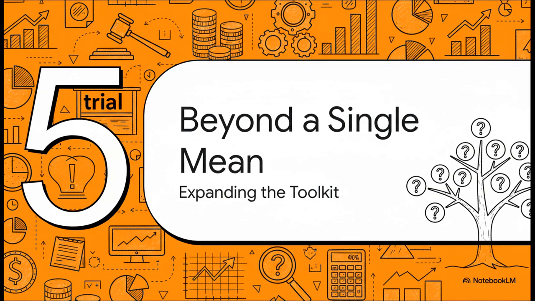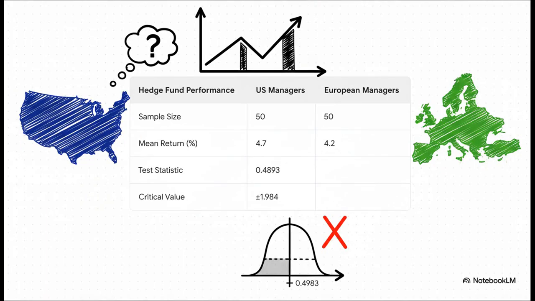Now, what's so cool about this whole framework is that it's not a one-trick pony. It's not just for putting one fund on trial. It's a super versatile toolkit you can use to answer all sorts of different financial questions. For instance, we can use it to compare two different groups. Let's say, are U.S. hedge fund managers better than European ones? Looking at the sample, the U.S. managers did have a slightly higher return. But is that difference really meaningful? Well, we run the test, and our evidence score, our test statistic, is only 0.4893. That doesn't even come close to our critical value, our line in the sand, of 1.984. So what's the verdict? We don't have enough evidence to claim there's any real difference between the two.